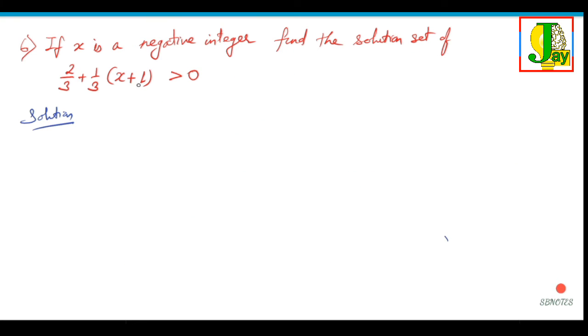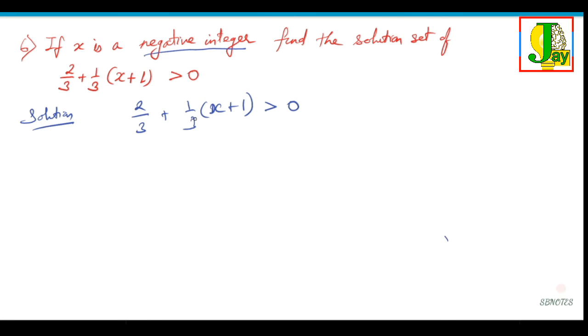Now in this question we have x is a negative integer. Okay, this forms our replacement set. Find the solution set of this inequation. So let's write the inequation first. 2 by 3 plus 1 by 3 of x plus 1 greater than 0.